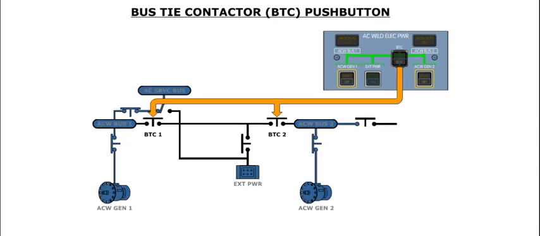The BTC push button controls the operation of the bus tie contactor that ties the left and right AC wild buses together. When the bus tie contactor is closed, the two buses are powered by the operating AC wild generator. The normal position of this push button is released out. With normal selected, bus tie contactors 1 and 2 are open and the two AC wild buses are powered by their respective AC wild generator.